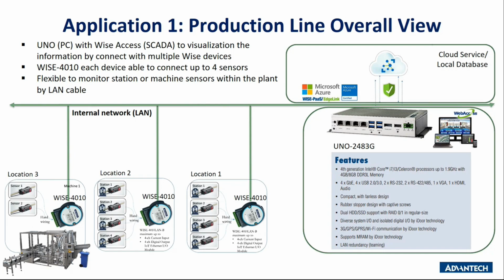So from here, we see location one. Actually, the sensor is to be monitored. This analog signal is 4 to 20 milliamp, and it can connect up to 4 channels of input. Okay, so we'll come to the details of this application.